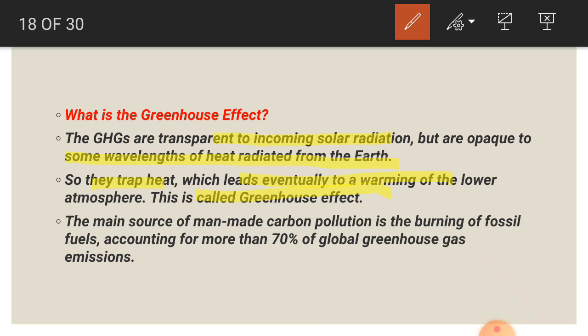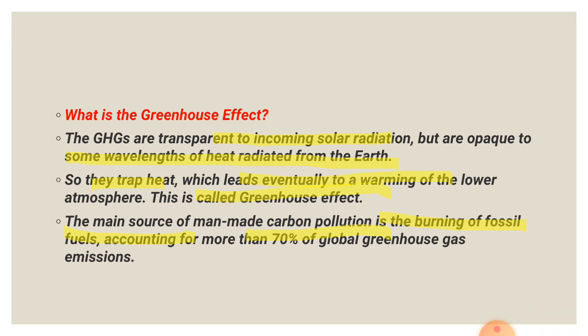So we have 2 or 3 factual points. Greenhouse gases are, first of all, transparent to incoming solar radiation. They are opaque to the long wavelength radiation emitted from the earth. They trap the heat emitted from the earth, and this trapped heat leads to the warming up of the lower atmosphere. This phenomenon is called the greenhouse gas effect. The main source of man-made carbon pollution is the burning of fossil fuels, which is about 70% responsible for global greenhouse gas emissions.